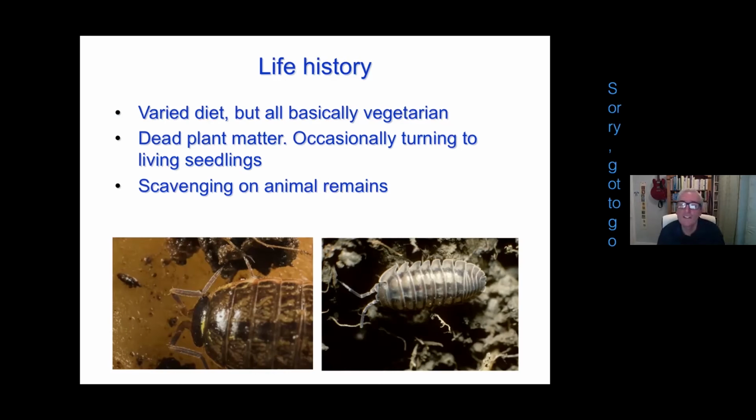But they will occasionally scavenge on animal remains. So if there's a dead mouse or something, then they're not averse to eating a bit of rotting mouse in the same way that they'll eat a bit of rotting wood. It's used to good effect in museums, or if you're someone who wants to clean up a skeleton. They will clean skeletons, and although people use something like museum beetles to clean skeletons, the last thing you want in a museum are museum beetles. So a tank full of woodlice will clean a skeleton for you if you've got delicate bones that you're trying to clean the flesh from.